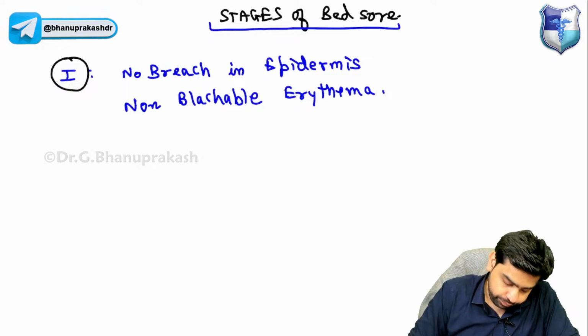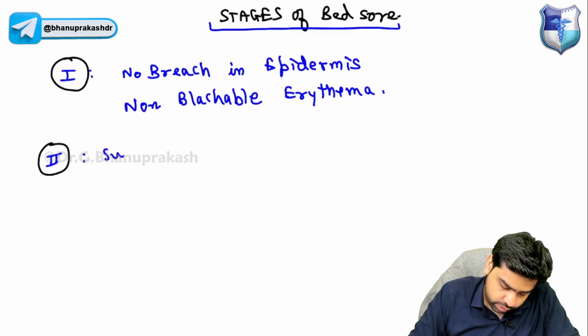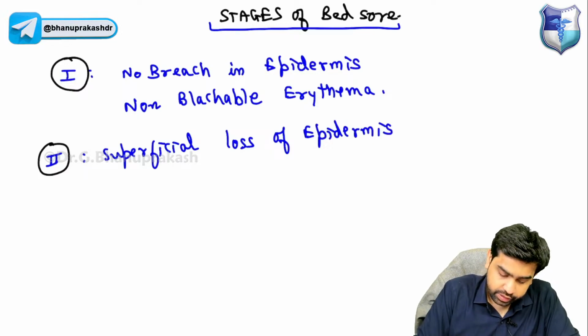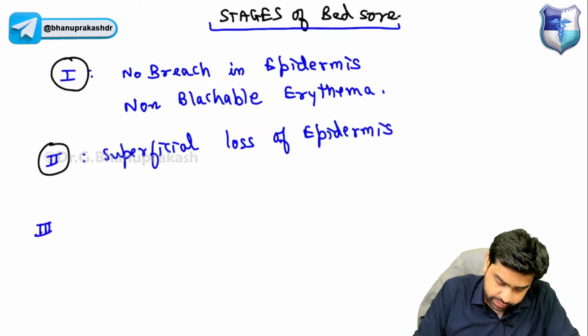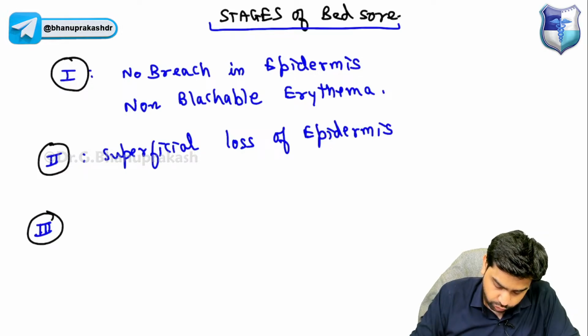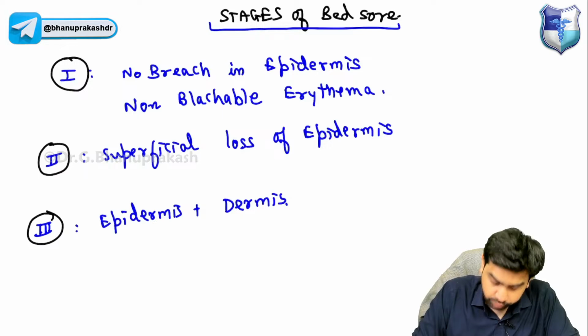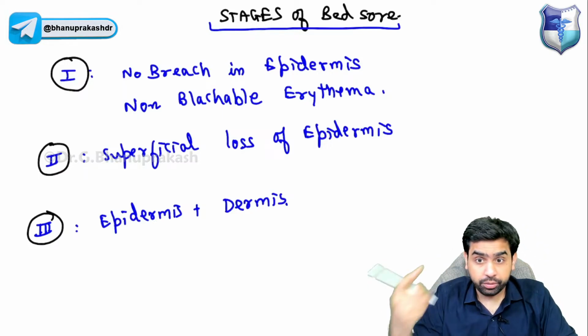What about stage 2? In stage 2, the patients have a superficial loss of the epidermis. In stage 3, there is going to be involvement of the epidermis plus the dermis. So in stage 3, there is involvement of the epidermis plus the dermis.